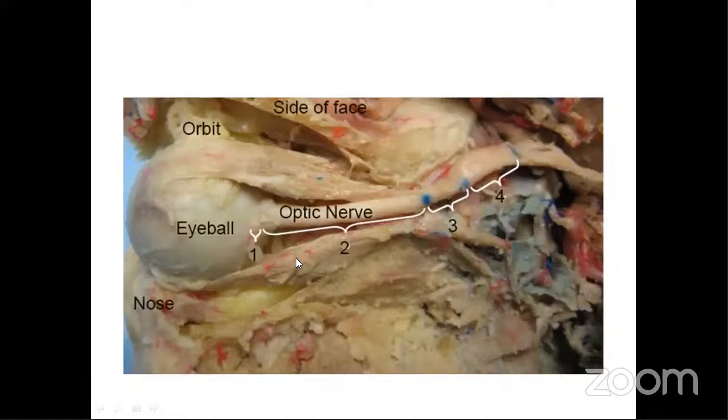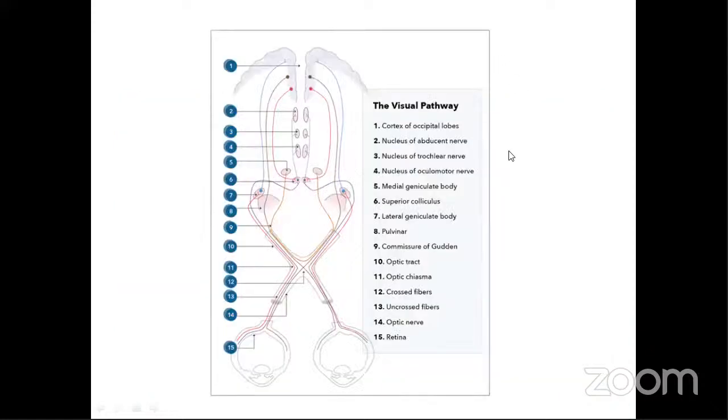Here is a very nice diagram of the actual human specimen showing the parts of the optic nerve. Here we can see the optic part, then the orbital part, then the canalicular part and the cranial part. This is another representation of what I just told you in the previous slide, so no need to explain it again. I'm going to skip it.